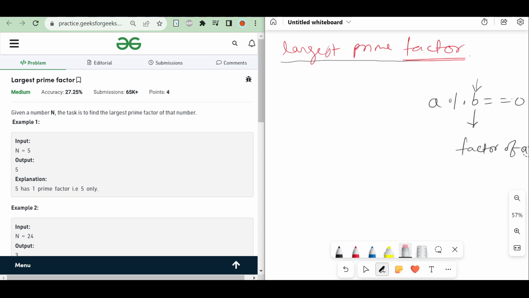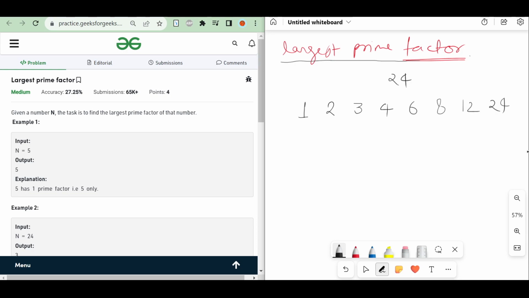Let's take an example, 24. What is the largest prime factor for this 24? Let's write down all its factors. Obviously one will be its factor, one is a factor of every number. Now 2 divides it, yes, 2 divides it 12 times. Now 3 divides it, yes, 3 divides it 8 times. 4 divides it 6 times, 6 divides it 4 times, then 8 divides it 3 times, 12 divides it 2 times, 24 divides it 1 time. All these are the factors of 24.